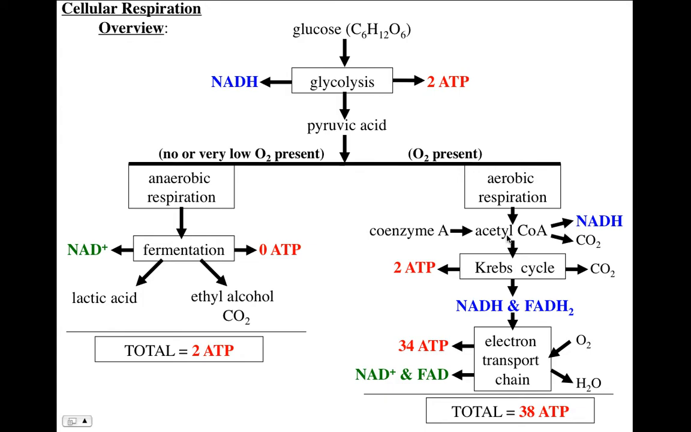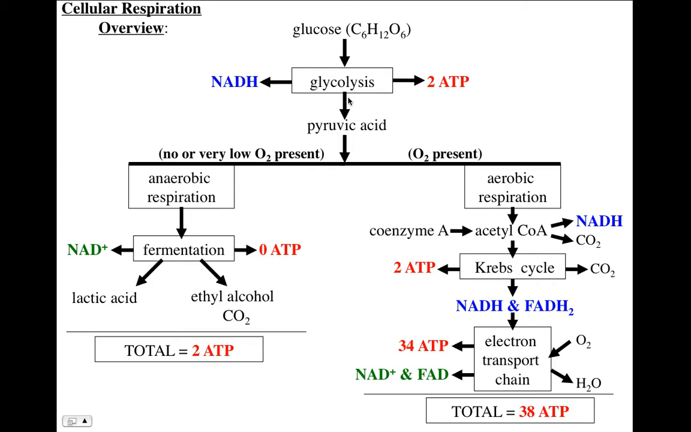Acetyl-CoA then gets oxidized some more through the Krebs cycle. During the Krebs cycle, acetyl-CoA is oxidized and broken down, and when this occurs, CO2 is also released as more waste, 2 more ATP are produced during the Krebs cycle, and NADHs and FADH2s.